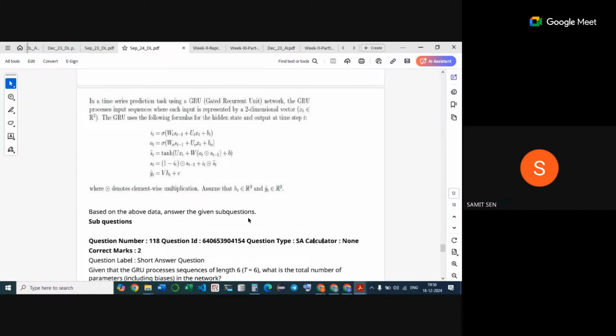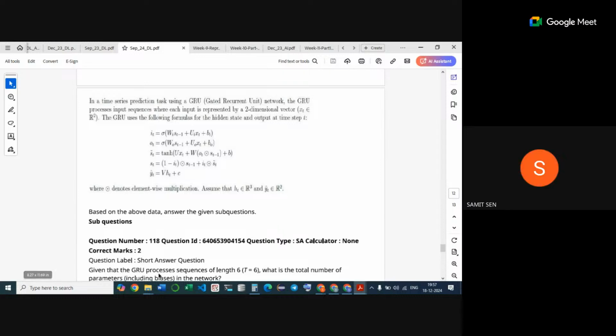So this is the problem, sir. In terms of the GRU, xt is given, which is of 2. ht is given, which is 3. So based on that, you can say st is also going to be 3. Now y is 2. So this is what is given to you. The question is: how many parameters are in the network?